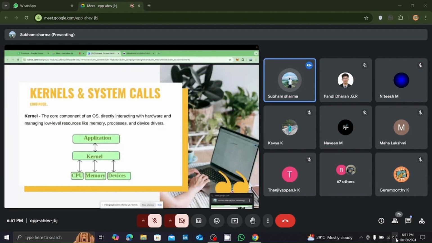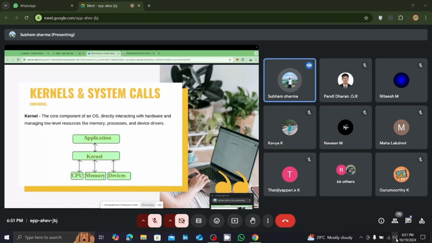The kernel is nothing but the heart of an operating system. We have discussed that our operating system is the heart of an electronic device, but the kernel is again the heart of the operating system. The kernel is the core component of an operating system, directly interacting with the hardware and managing low-level resources like memory, processors, and device drivers. Whatever application you are running, let's suppose I'm running this Google Meet.